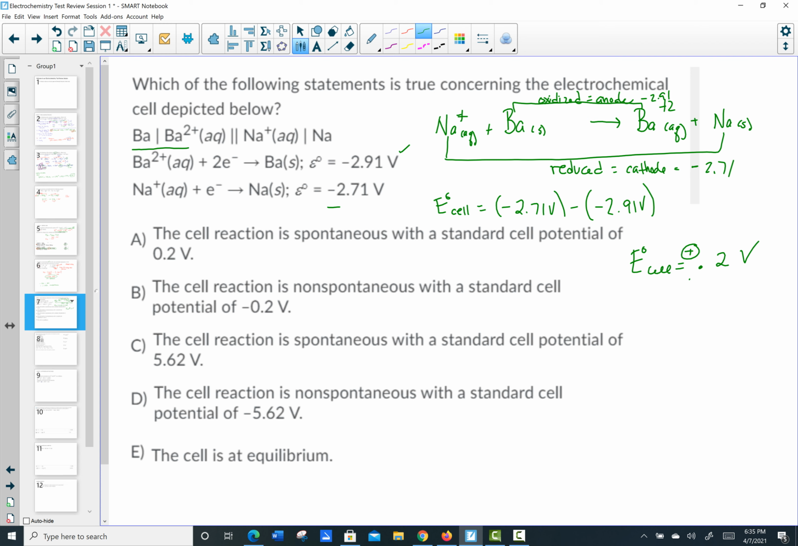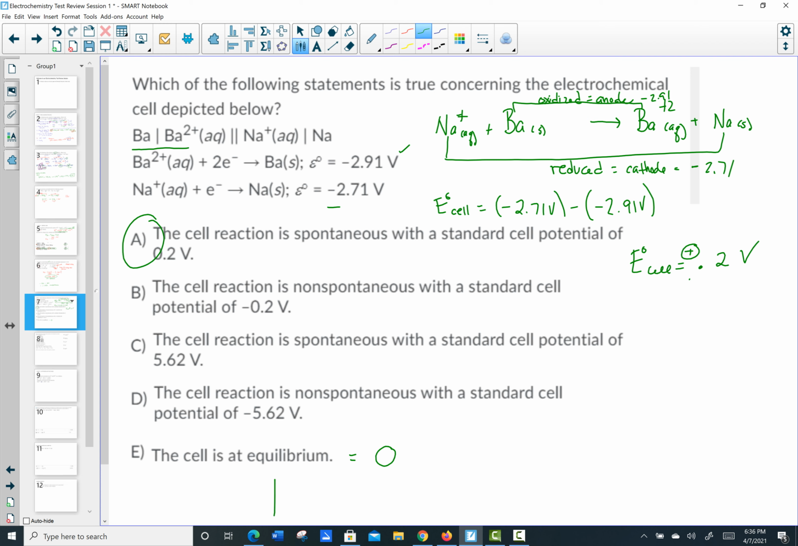So which choice? Read through them and see what you can find. Letter A, the cell reaction is spontaneous with the cell potential value of 0.2 volts. Choice B gives me the same, saying it's non-spontaneous with negative 0.2 volts. The cell reaction is 5.62 or negative 5.62, or the cell is at equilibrium. And if that were true, the E cell value would have come out to 0. Well, when solved properly, we can see that letter A gave us the positive 0.2 volts.